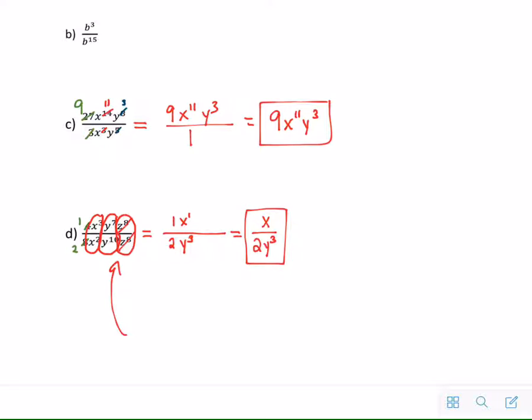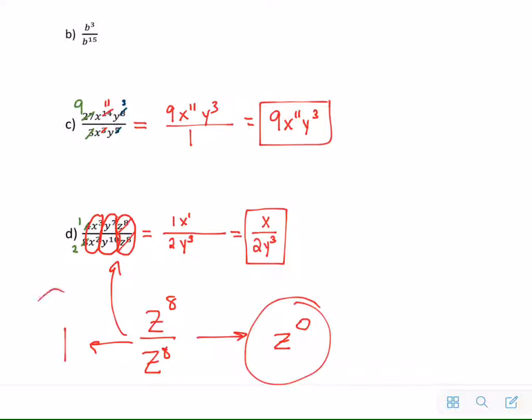Kind of a good point here. I'm going to make a little note here. This is not part of the answer, but just let me make a little notation here. Z to the 8th over z to the 8th we know has to equal 1, right? Because it's a number divided by itself. But if I use my subtract rule, it also has to equal z to the 0, right? So what that tells me is z to the 0 has to always be 1.